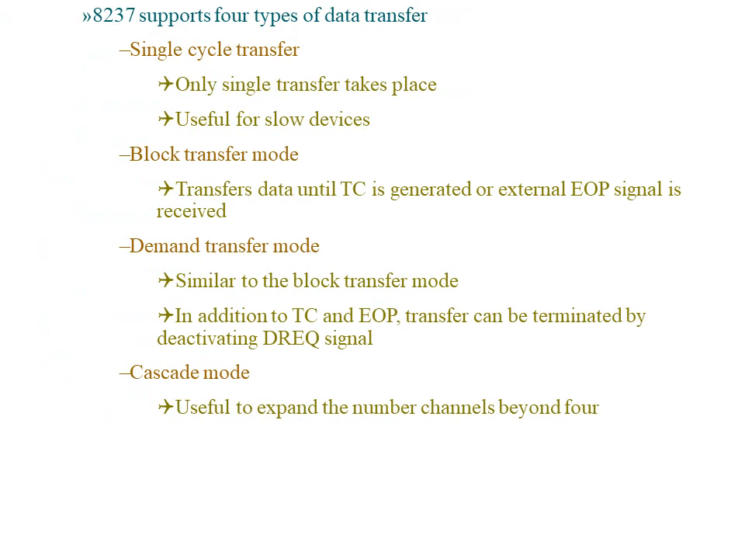Now this 8237 supports 4 types of data transfer. Single cycle transfer, that means only one machine cycle is used for the data transfer. Only a single transfer takes place. In this, 1 byte or 1 data is transferred at a time. It is useful for slow devices.